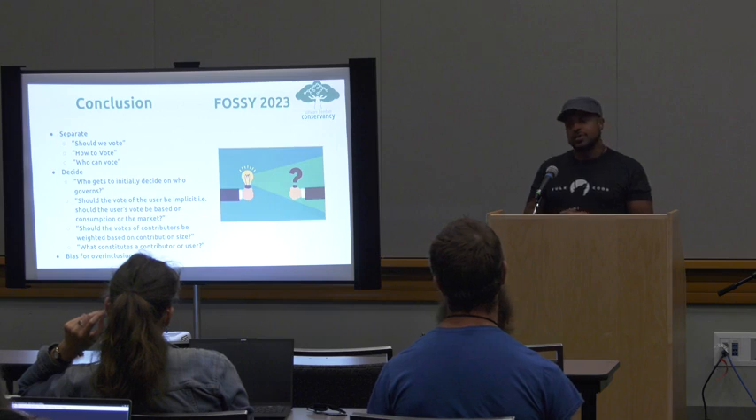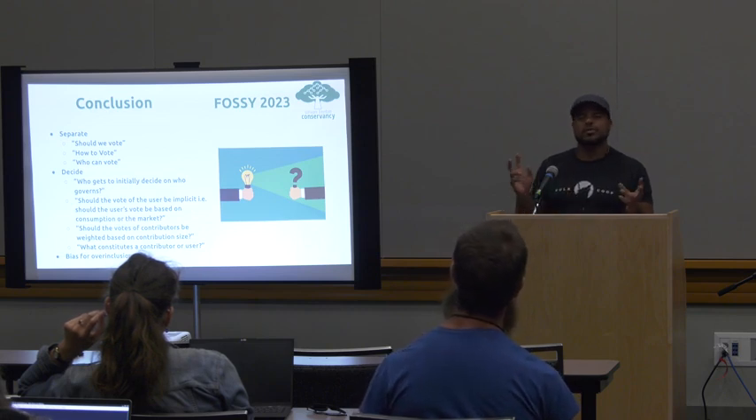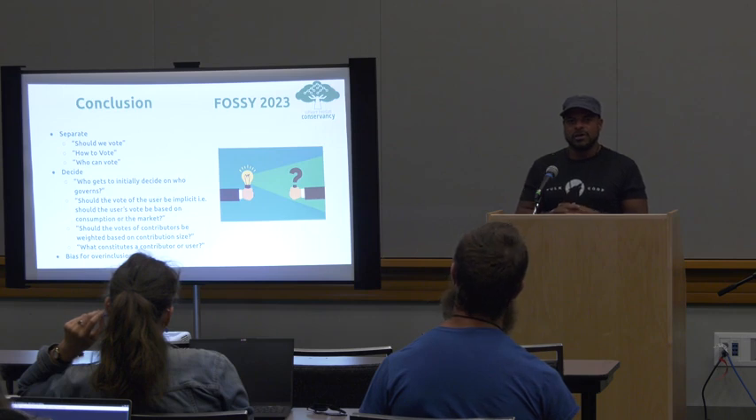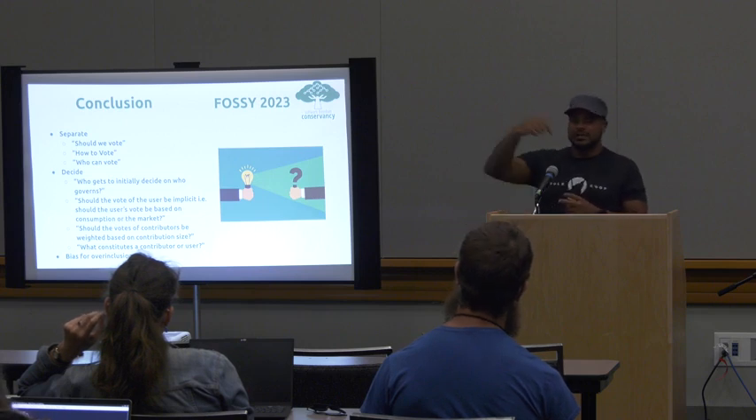Here's one. So should the vote of the user be implicit or explicit? Everybody within open source will just say, hey, it's based off of consumption and the market. If they don't like it, they don't have to use it. People say it all the time, right? Well, that's an implicit vote. You can have an explicit vote. You can bring the user in to the vote.